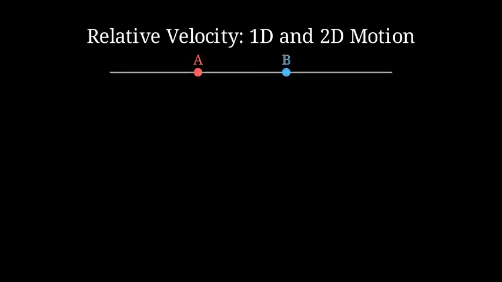Welcome! In this video, we will build an intuitive understanding of relative velocity in one-dimensional and two-dimensional motion. Let's start with one-dimensional motion. Imagine two cars moving along a straight road. We want the velocity of car A as seen by car B. Relative velocity in one dimension is the velocity of A minus the velocity of B.